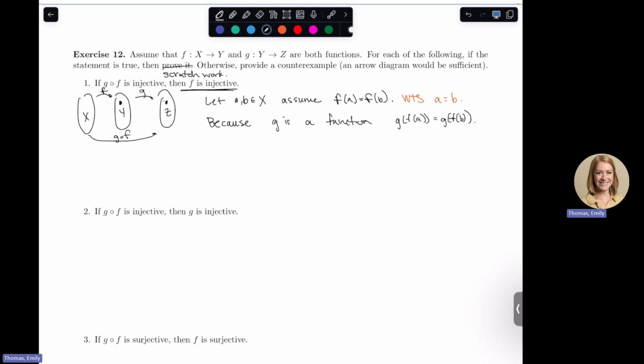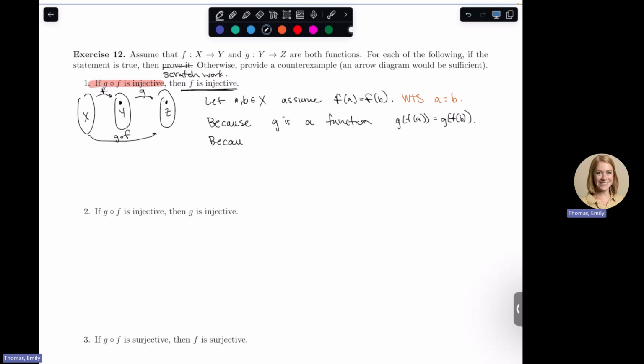I'll see you later. Okay, so g is a function, and because g is a function and those two things are equivalent, they have to go to the same place. So g of f of a equals g of f of b. But g of f is 1 to 1. That's the thing we got to assume, right? g of f is injective.